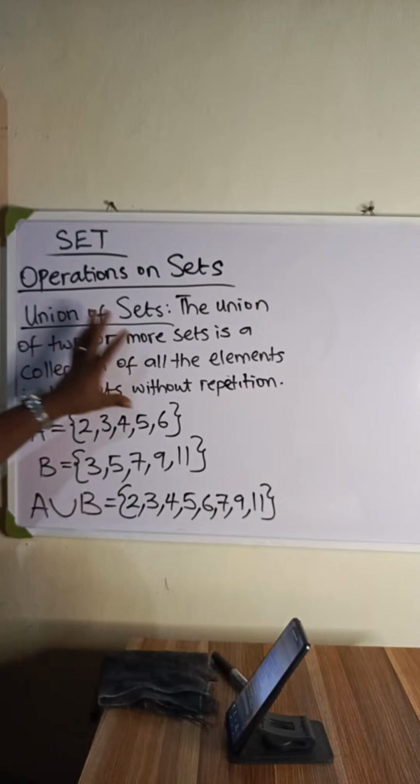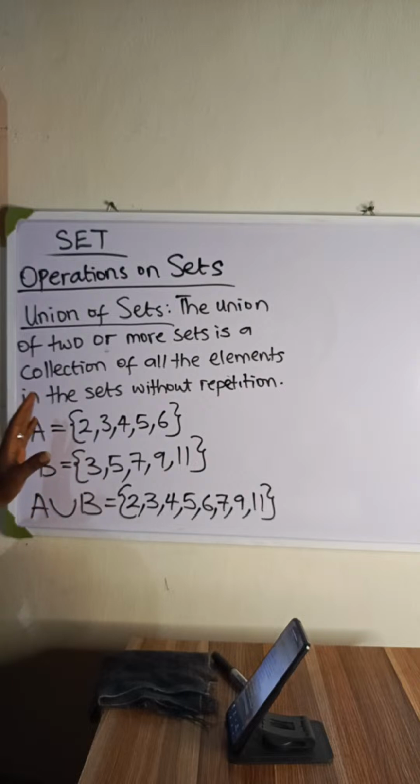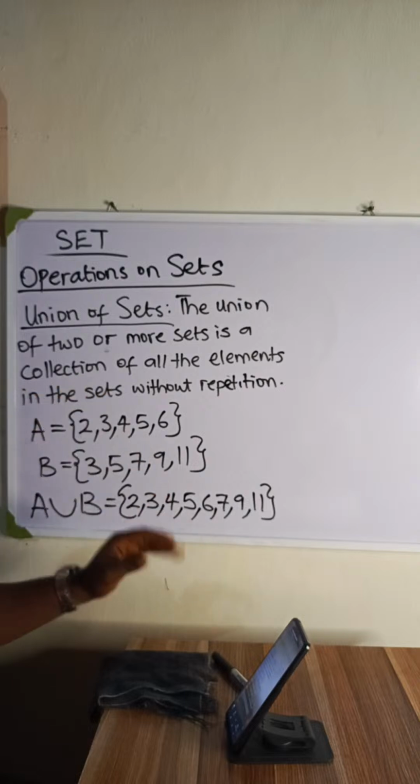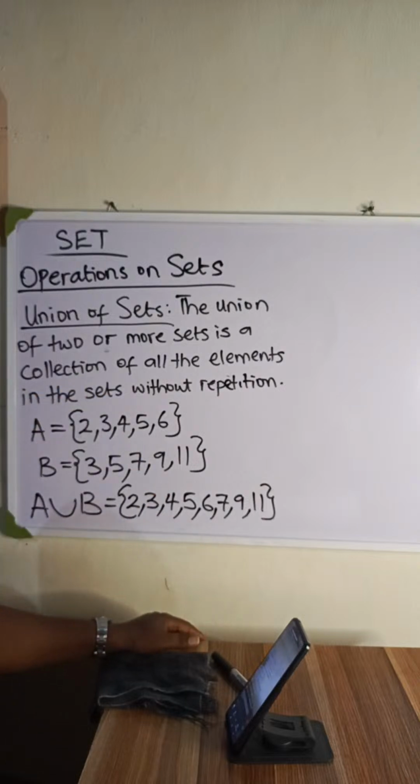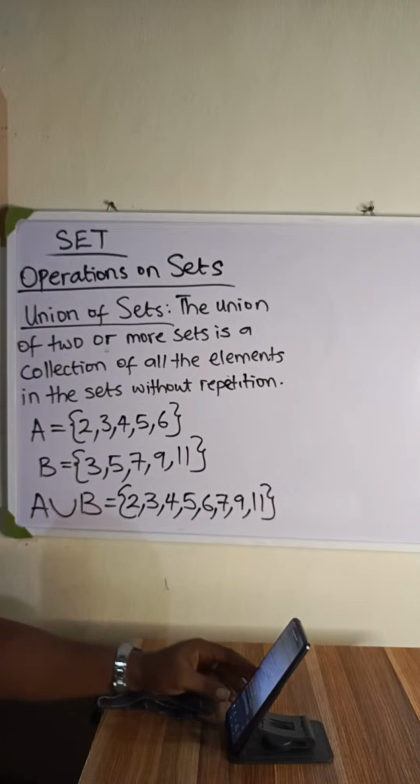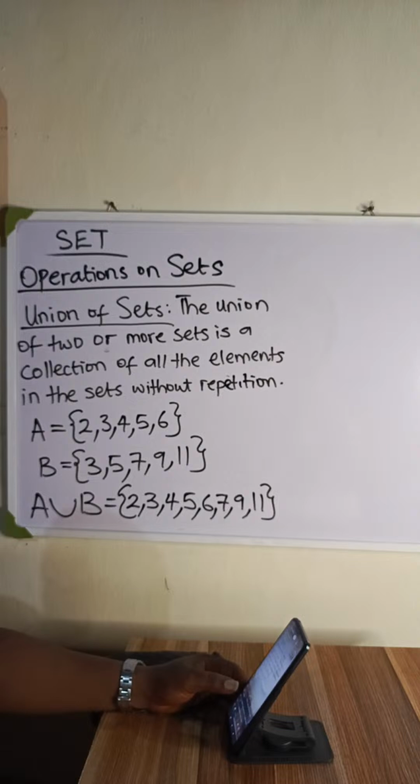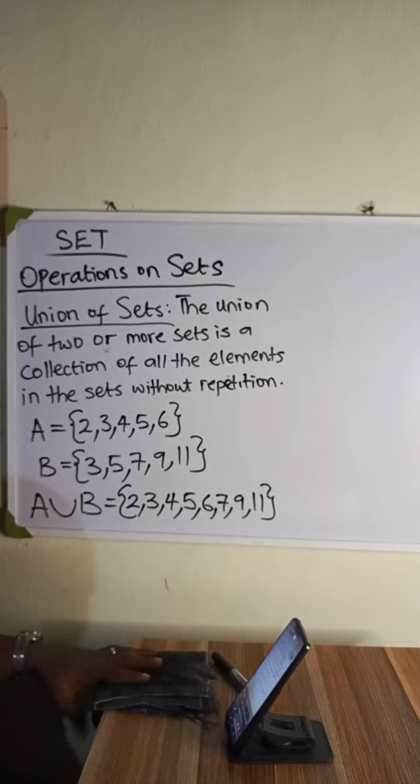So we've looked at the union of two sets. The next thing we're going to look at is the intersection of two sets. Hope we can continue. Okay, let's do that.